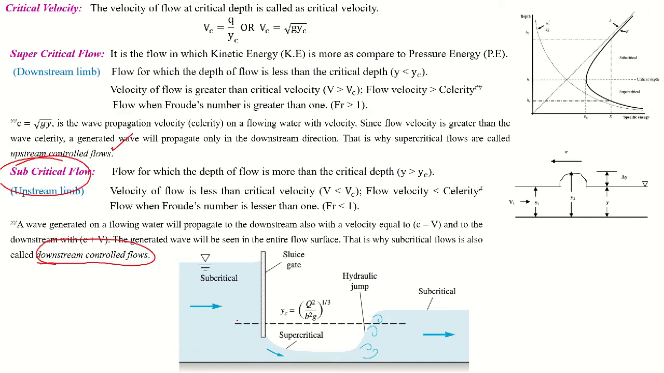If you see this diagram, when the water flows from upstream to downstream, again a sudden jump is created. Now assume this is the depth, some y1, and this depth is y2. So this is the depth after the jump.